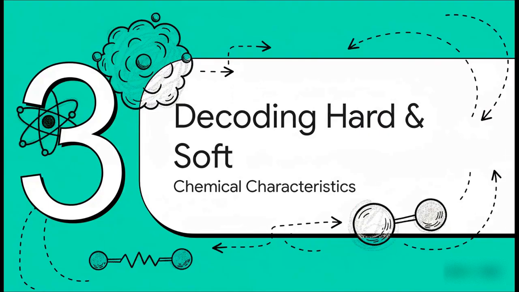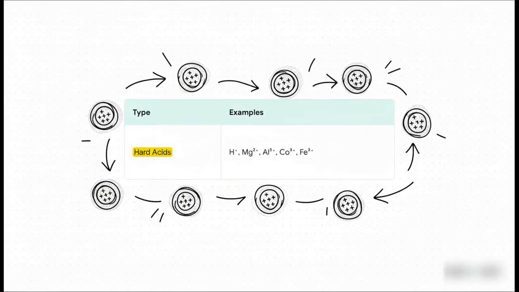Okay, so this hard and soft language is great and all, but what does it actually mean chemically? Let's break down the properties that define them. So, hard acids. Think small, think compact, and usually they've got a high positive charge. When you pack all that positive charge into a tiny space, you get what we call a high charge density. Imagine them as these tiny, dense little balls of positive charge. Their electrons are held super tight, so they're not easily distorted.